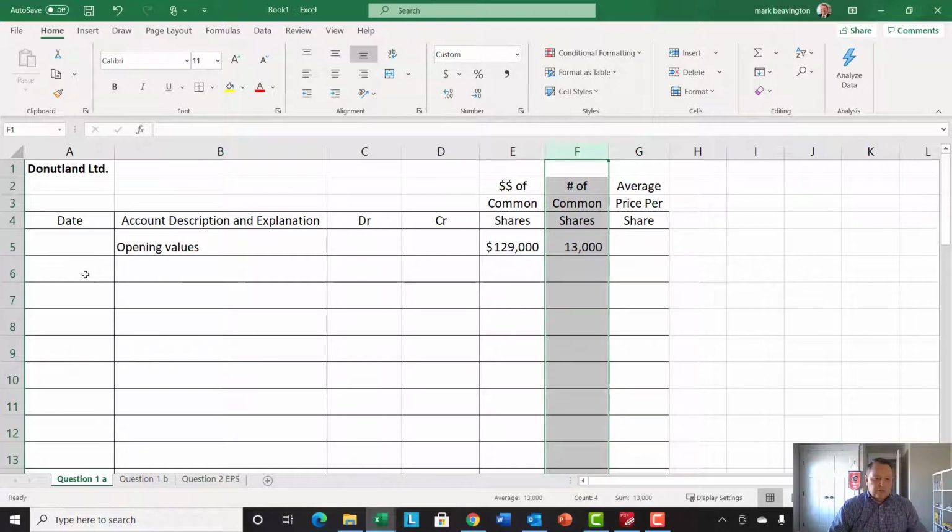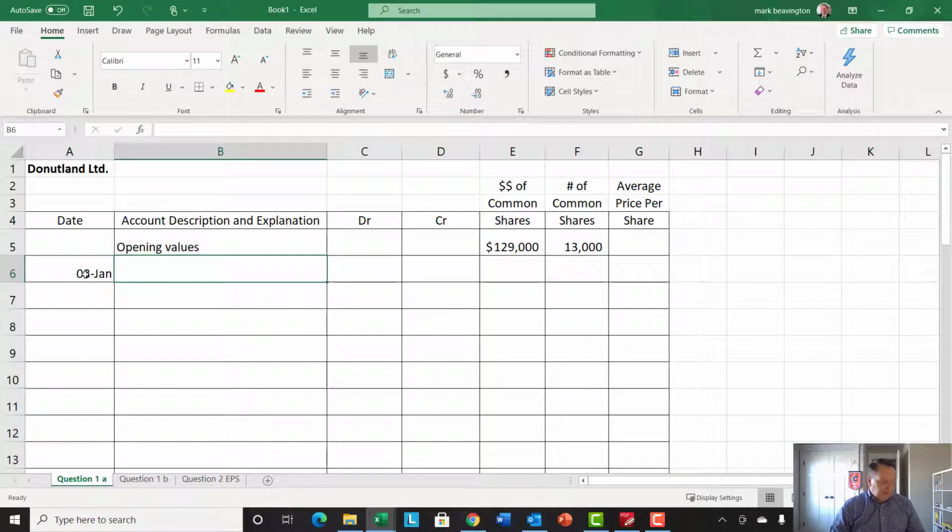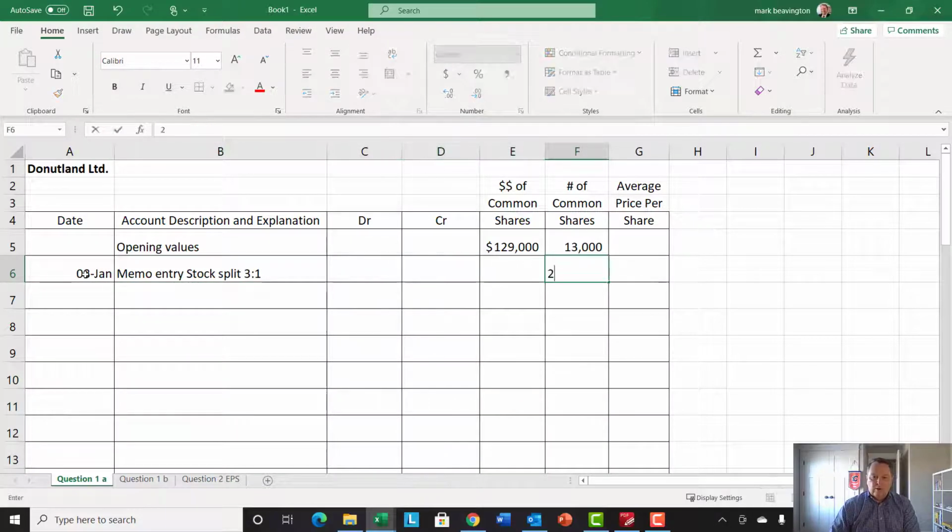This one is on January the 8th. The question says that we split the common shares 3 for 1. Well, that's just a memo entry in that case, and put something like stock split 3 to 1. That should create 26,000 more common shares for you.